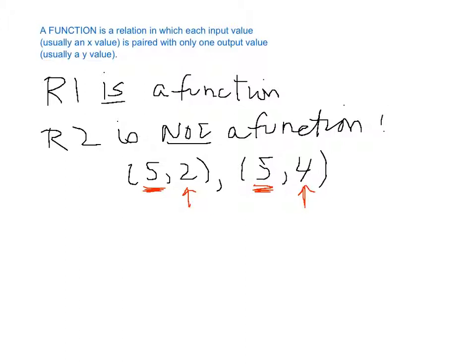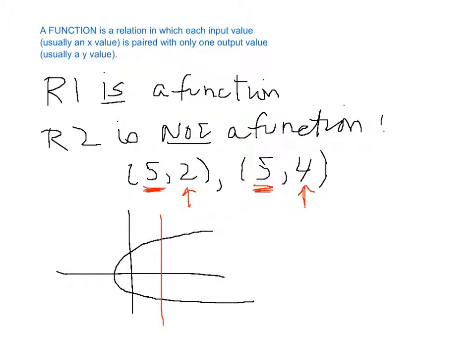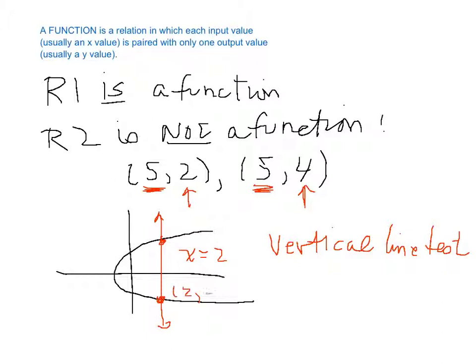Another way to see that a relation is not a function is by looking at the graph. Let's suppose the graph looks like this. What we can do here is draw a vertical line, and this is called the vertical line test. If a vertical line hits the graph in more than one place, there's more than one y value that goes with just an x value. Remember, the equation of a vertical line is something like x equals some number. Let's say x equals 2. So this point right here might be 2, minus 1, and this point up here might be 2, 3.